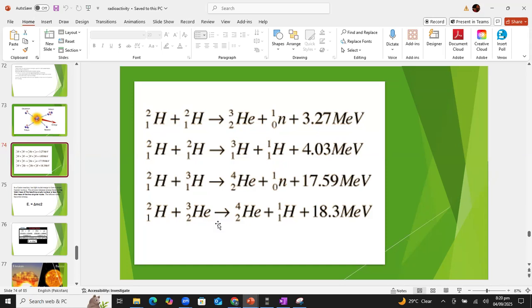But if you see the last reaction, in which two lighter nuclei, one hydrogen and one helium isotope, are fusing and forming a helium. This helium is more massive than the helium nuclei before, and it is releasing 18.3 mega electron volt energy. So it means, beta, every reaction is releasing different energy. That's why the star surface temperature is different. Every star has a different temperature. All right.